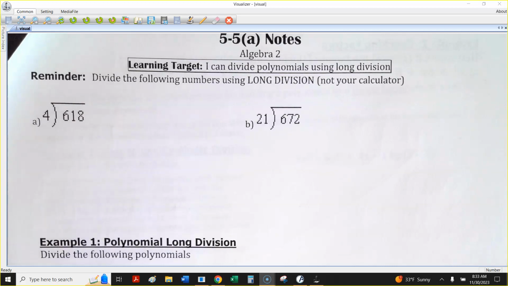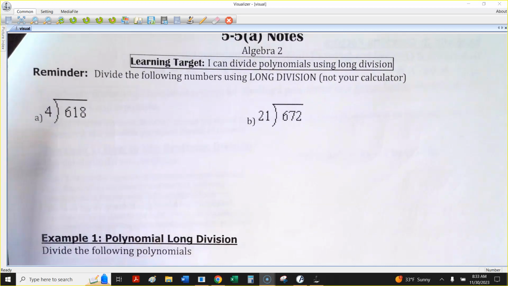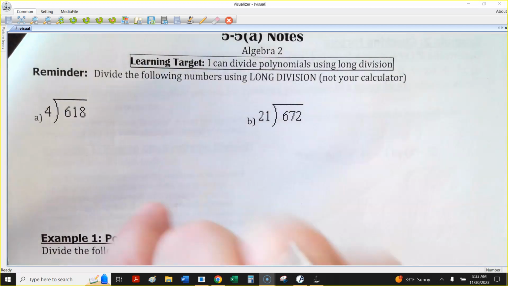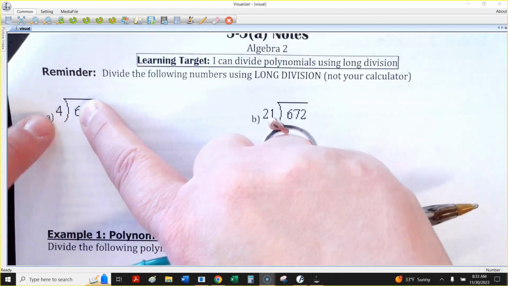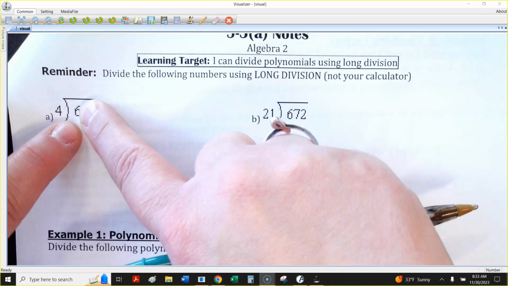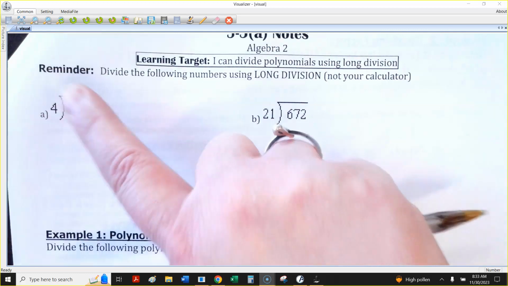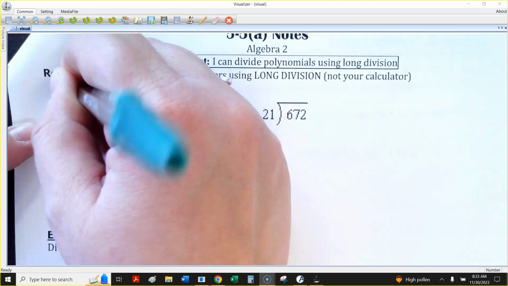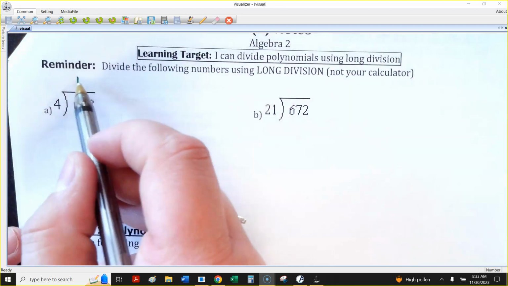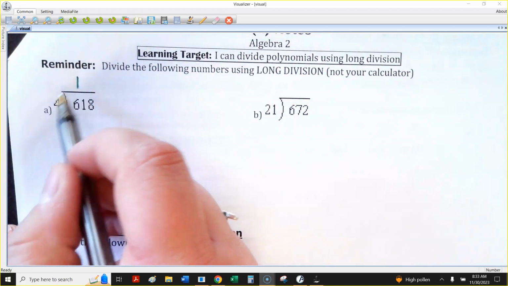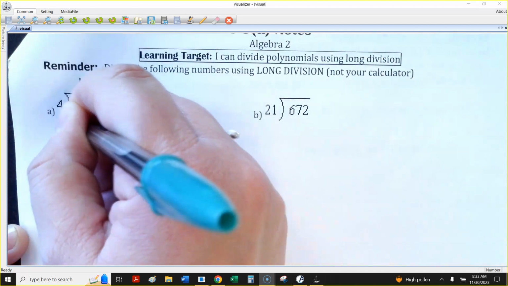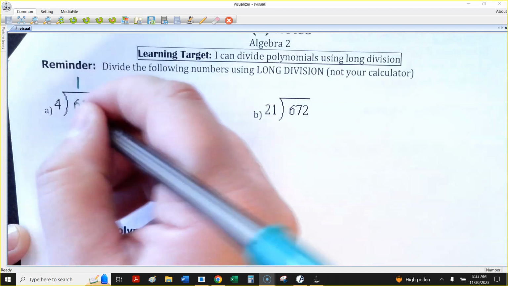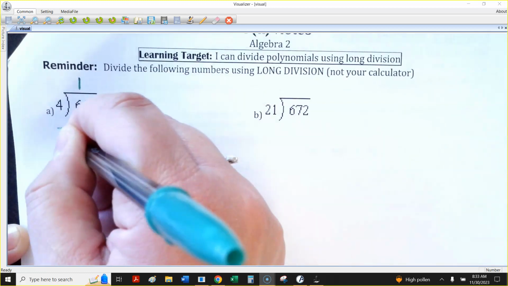Divide 4 into 618. Okay, so this is how I learned how to do it. We'll see if this is how you guys learned how to do it. You look at the first digit under the division symbol and ask, how many times does 4 go into 6? I would say 1 time and write that up on top. Then I take that 1, multiply it by the 4 on the outside, and 1 times 4 is 4. Write it underneath that digit, and then subtract to get 2.